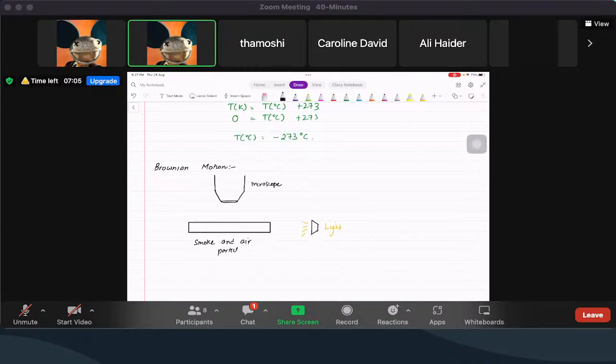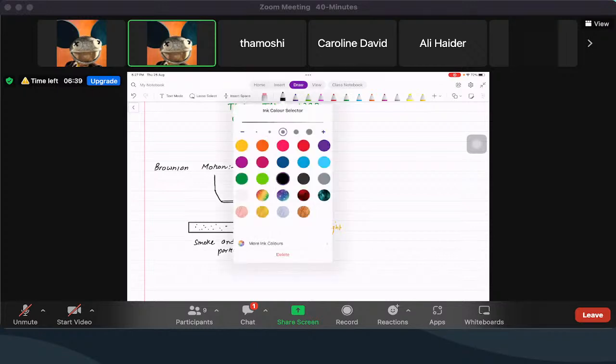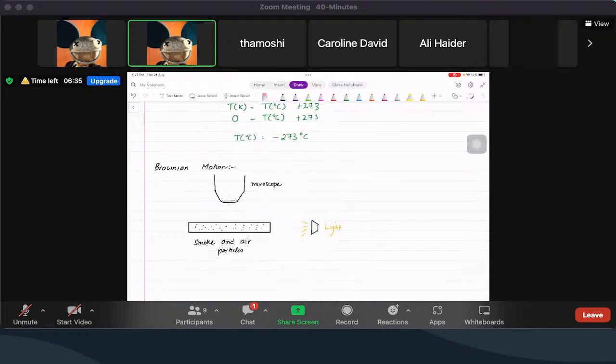The reason for adding smoke particles was that smoke particles have color, so they can be seen. What they observed was that the smoke particles were going randomly in erratic movements everywhere, sometimes hitting the neighboring particles, sometimes just hitting the walls. Is it clear?